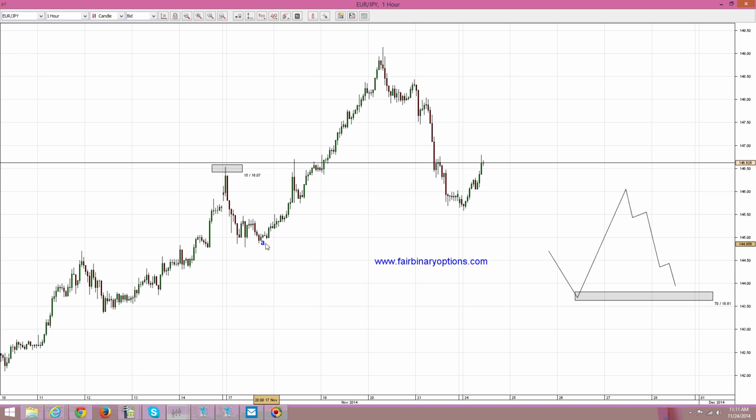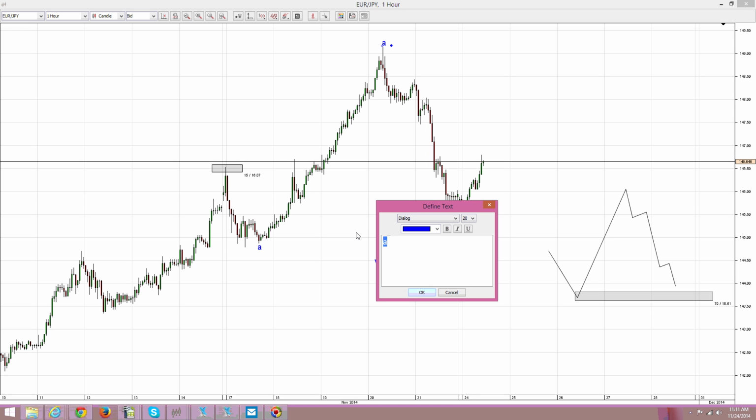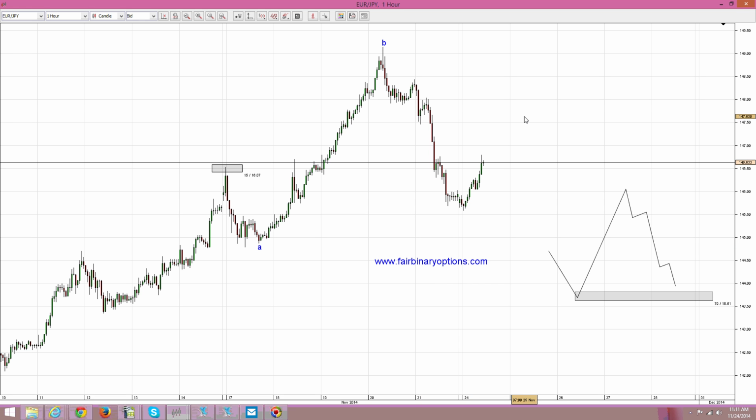Then we have a B wave to the upside, a corrective wave that is channeling very well and everything is looking good for the B wave here. And then a C wave to the downside, and this C wave to the downside is actually an impulsive move. Normally we should use the Fibonacci expansion here.